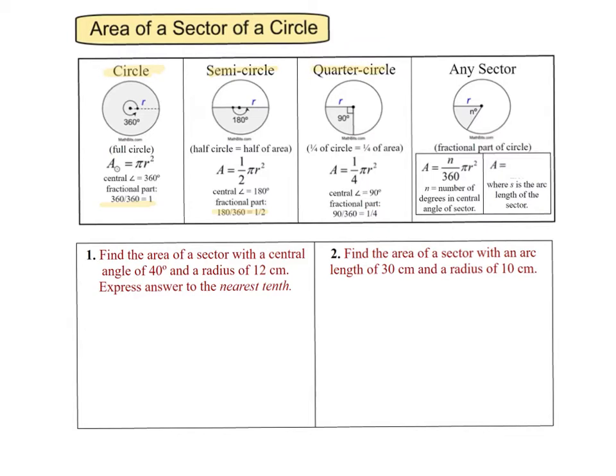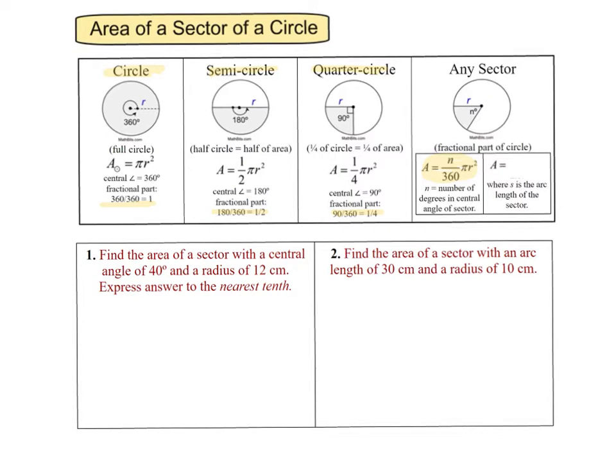A quarter circle means that you're only going around 90 degrees. So 90 out of 360 would be 1/4. Now, the area of any sector is given by this formula right here, where n is the number of degrees. So for example, if it was 90, you would put 90 over 360, which is going to give you a quarter. So you're finding a quarter of the area of the circle.